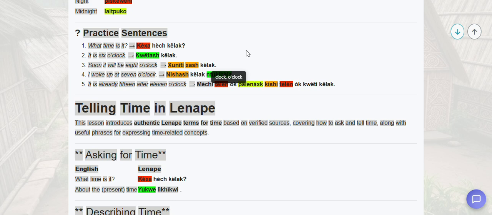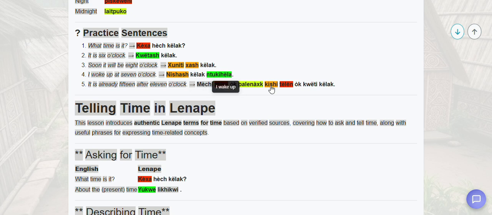And then practice sentences. So we've seen this again. So we've seen Kèxa hèch këlak. What time is it? It's 6 o'clock. Kwatash clock. Soon it will be 8 o'clock. Huniti hash këlak. Ok hash këlak in Tukihela. Soon it will be 8 o'clock, and I wake up at 8 o'clock. I woke up at 7 o'clock.